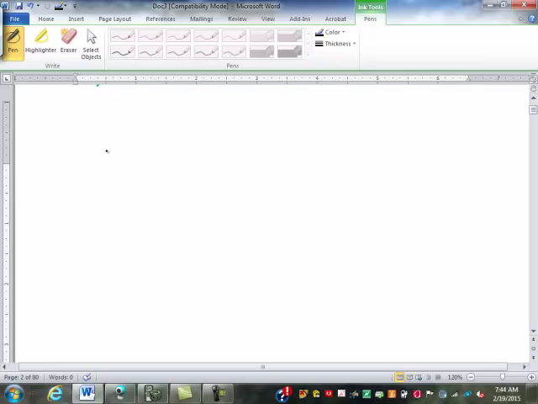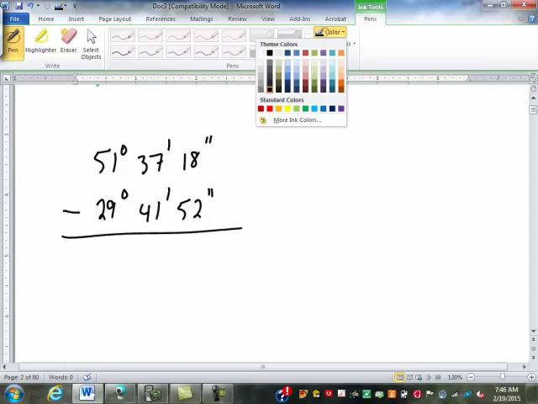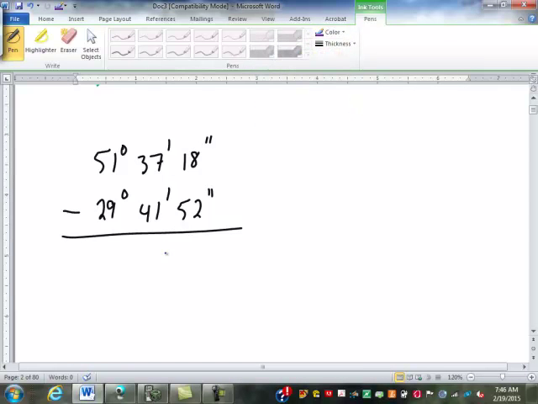Well then, how about something a little bit more difficult? Subtraction. Give this one a shot. So when we go to subtract, 18 minus 52. Can't do it. What do we have to do? Take 1 from minutes. Okay, so this is 36. This becomes 78. We have to add 60, so that's 78. This is now going to be 26 seconds.